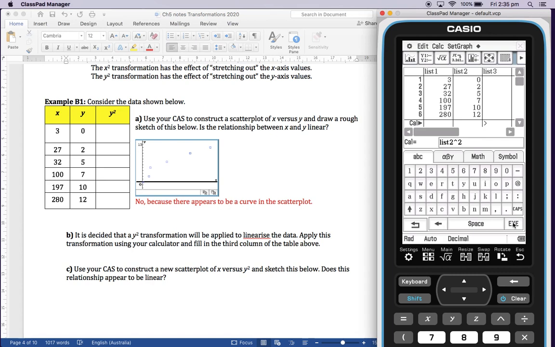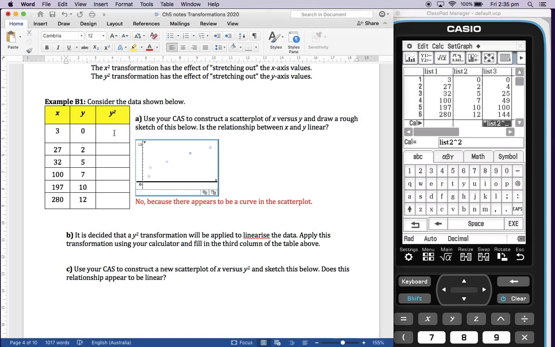When you hit execute on that, a bunch of values should appear in list 3, and they do. So these are our transformed values. These are our y-squared values, and you'll notice that they are just the y values all squared. In fact, you could have probably done this without your calculator, but it's good to know how to do this for larger sets of data. So that's part B taken care of.